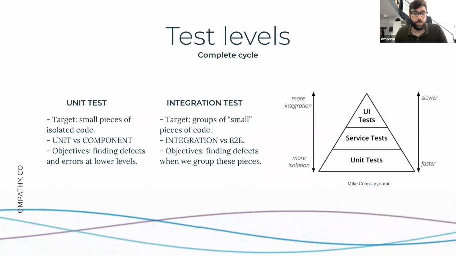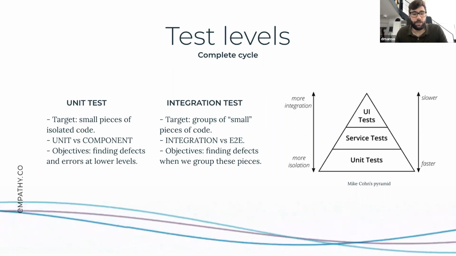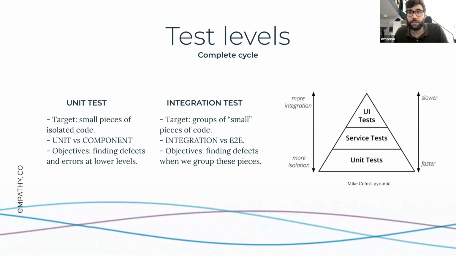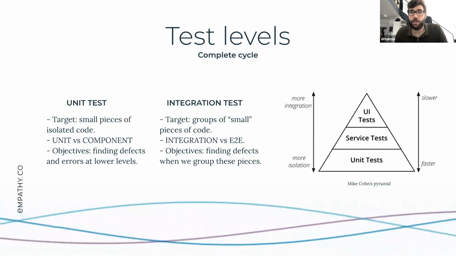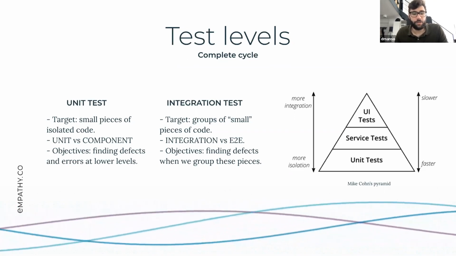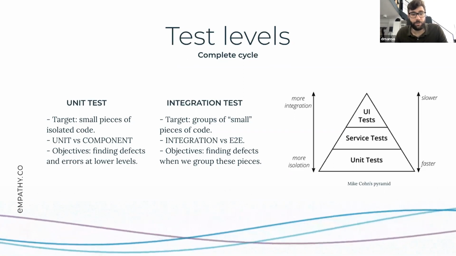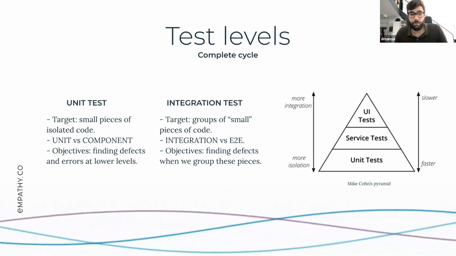Okay. So, well, how can we simplify this? How can we have a global vision for this? Yeah, at the right of the slide, there is Mike Cohn's pyramid. Mike Cohn is one of the contributors of the Scrum software development method, and he defined the test pyramid, which is a visual metaphor.